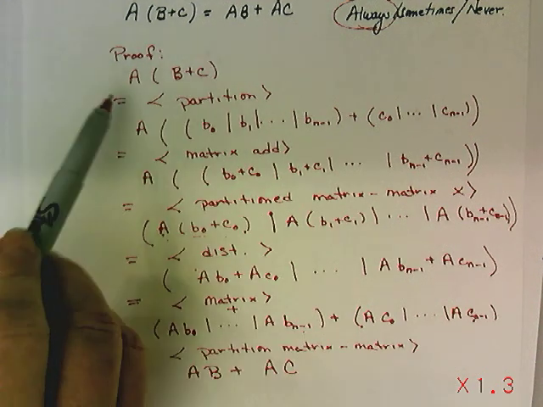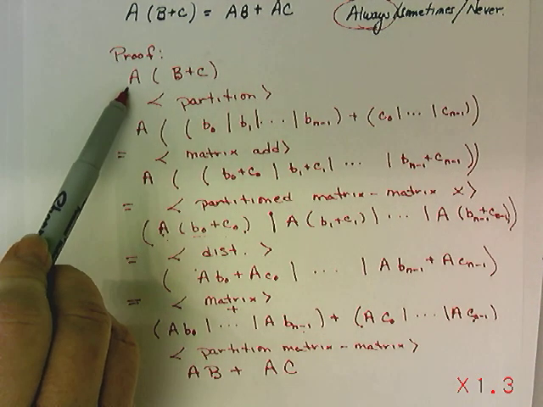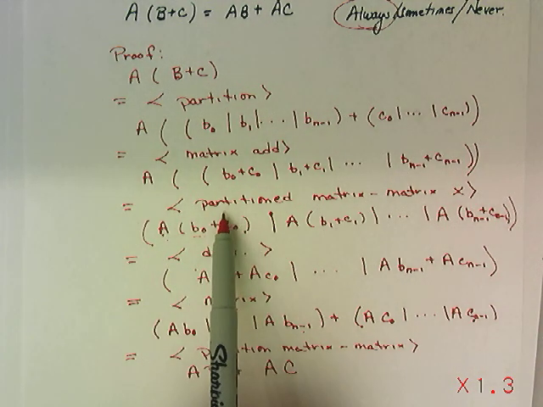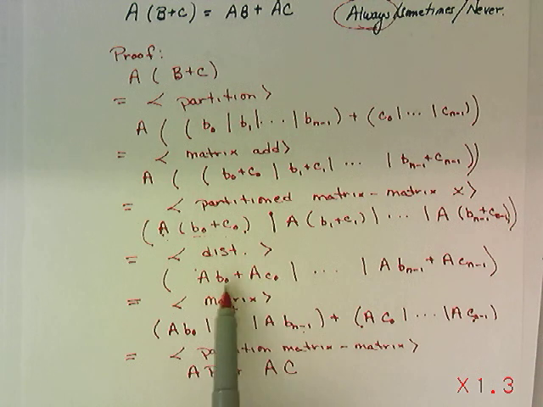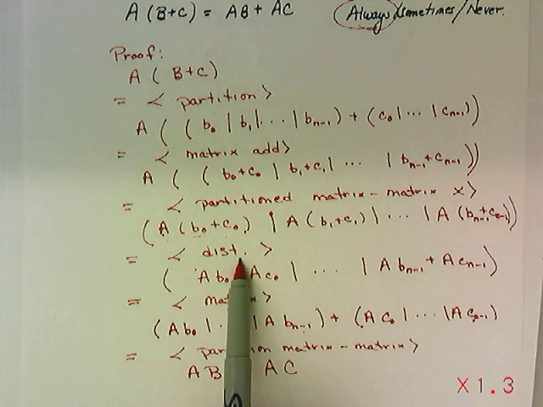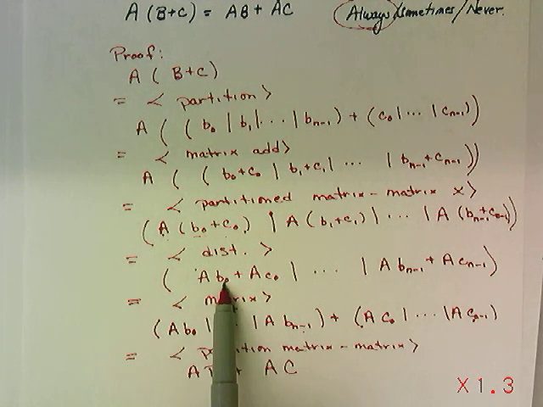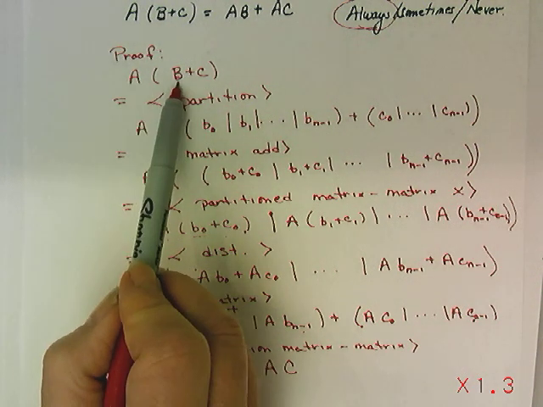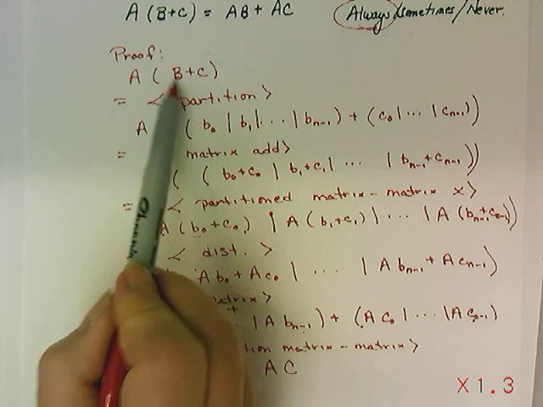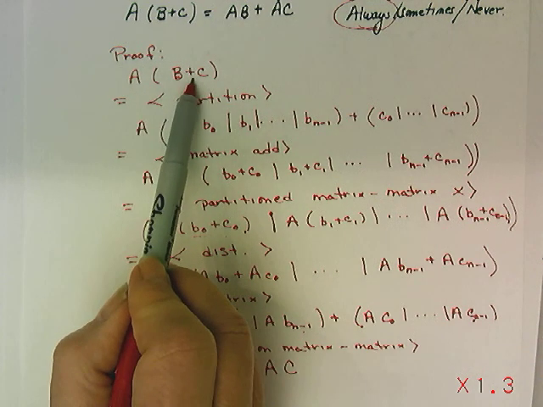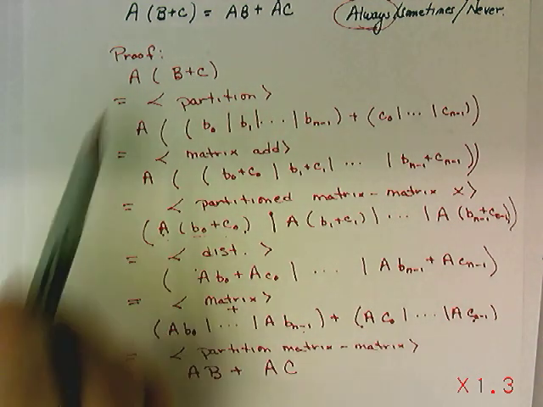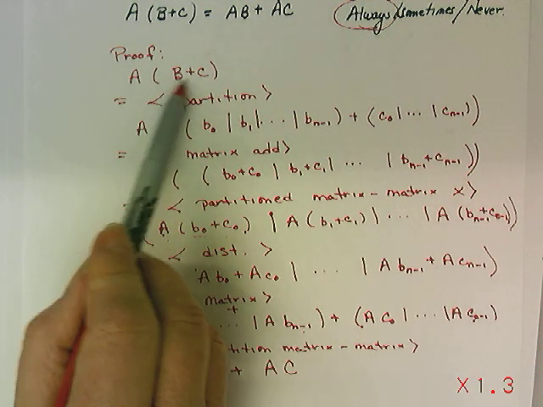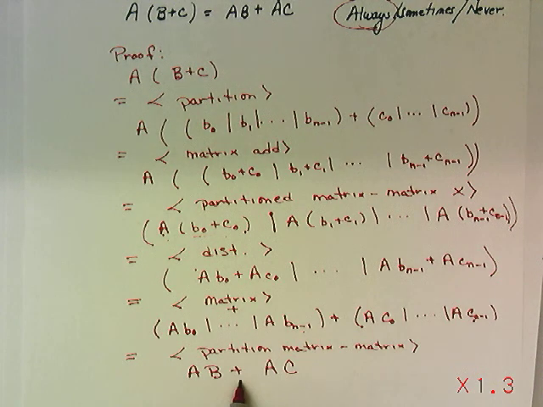But that means that it is true, because the important step here was knowing that matrix vector operations were distributive. We've now shown that matrix operations distribute. So multiplication distributes over addition. And so it is always true that A times the quantity B plus C is A times B plus A times C.